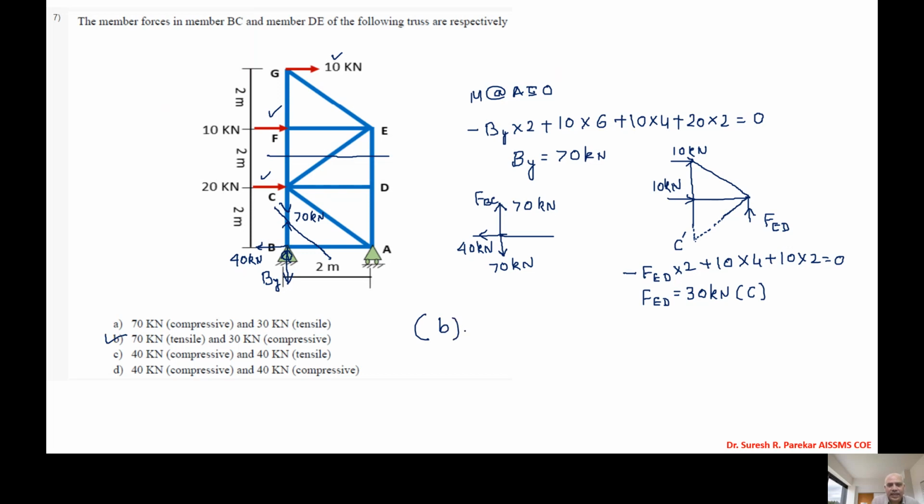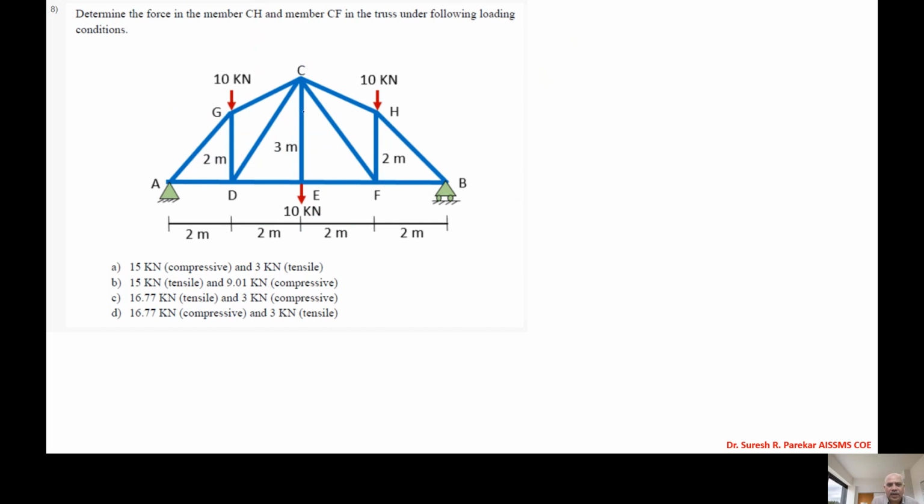Then we have this 8th question. Now in this we have to find the force in CH and CF. So CH and CF. We will take a cut in this mesh. Now as it is a symmetrical truss, the reaction will be half. So we have this reaction as 15 kilonewton, and this reaction also 15 kilonewton. And then we will consider the right part only. So we will get the right part in this fashion.